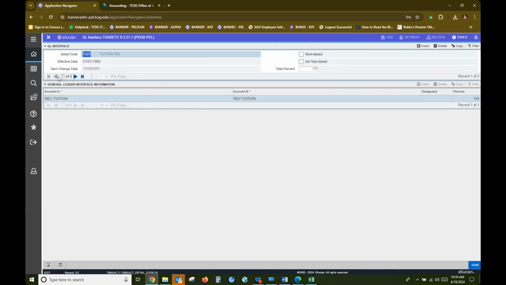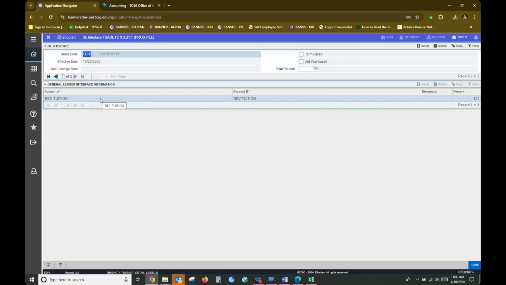But if we go back a record by hitting this blue arrow, if you'll notice, this effective date was 1/1/1980, and the next change date is 10/28/2003. Well, that date right there looks familiar because guess what? That was the effective date for the second record, right? That means that receivable tuition and revenue tuition were in place from 1980 to 2003. And then in 2003, they made a change. In this particular case, they didn't make a change technically, but this was probably us playing around.